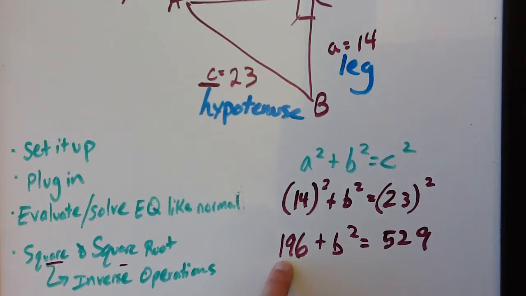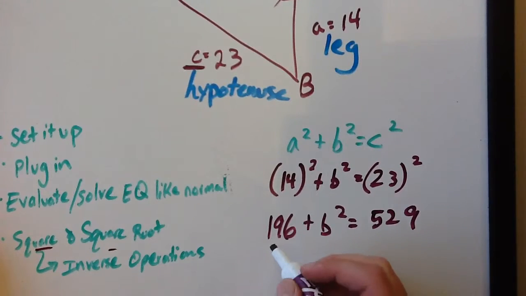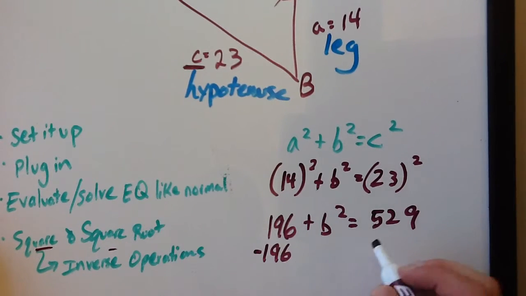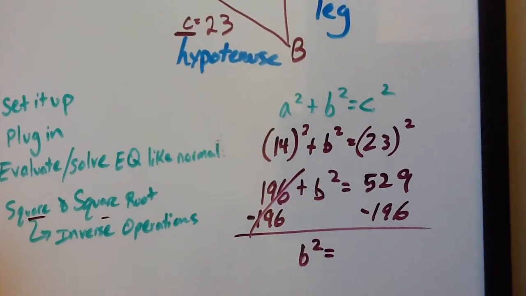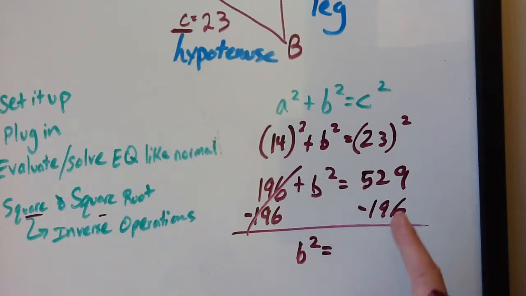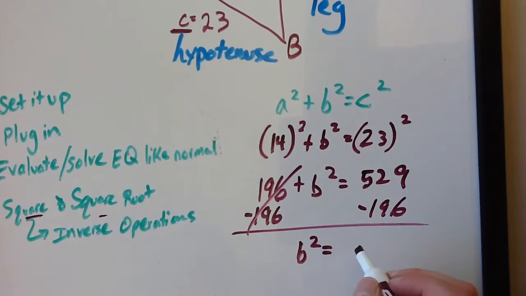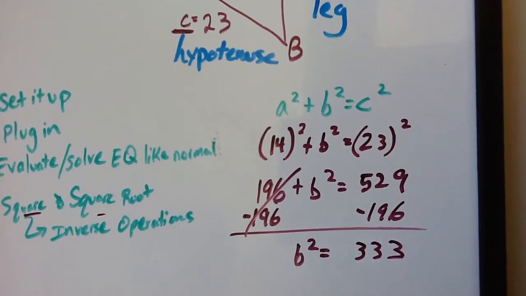Okay, so I need to move this 196 to the other side to get b by itself. So I do the same thing to both sides. I subtract 196, those cancel, and I have b squared on the left side. b squared is equal to 529 minus 196, which is 333.